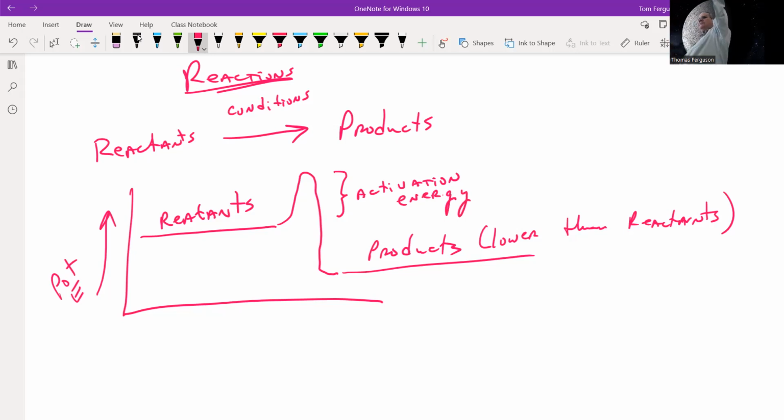High activation energy means it needs a lot of energy. Low activation energy means it's a little bit. And that brings up your point about catalysts. What a catalyst does is it lowers the activation energy, so there's not as much energy required for the reaction to happen.